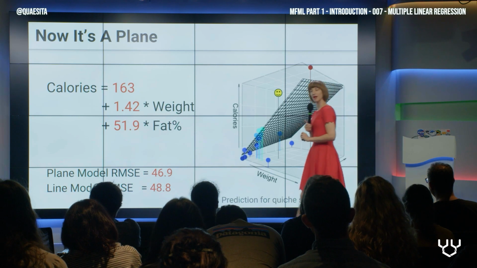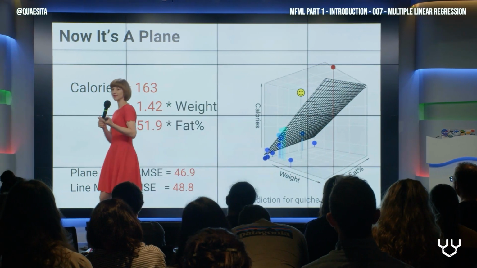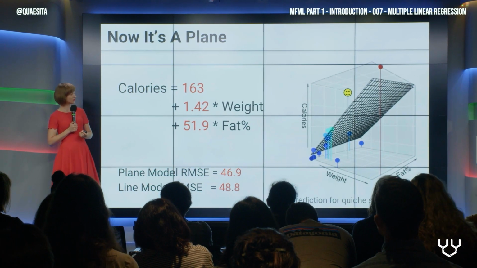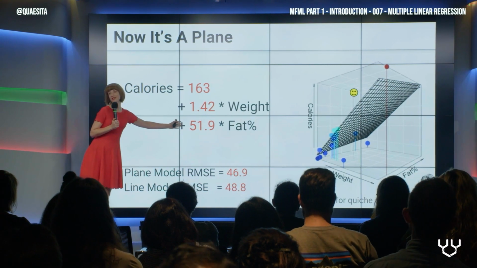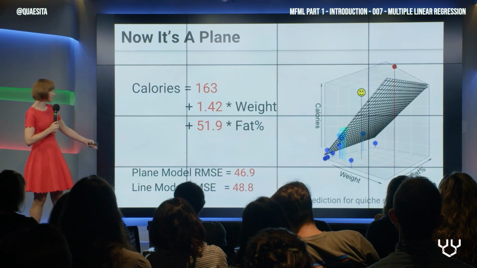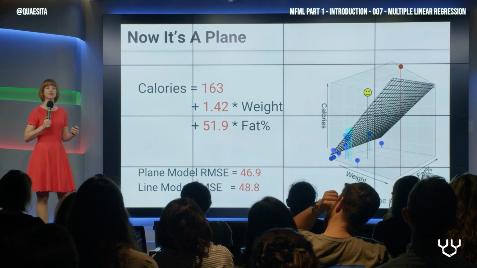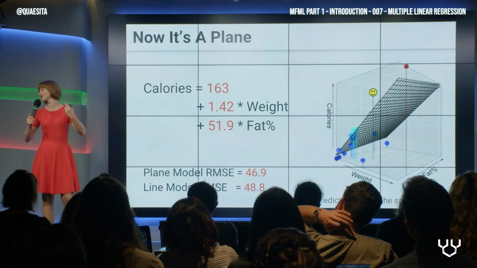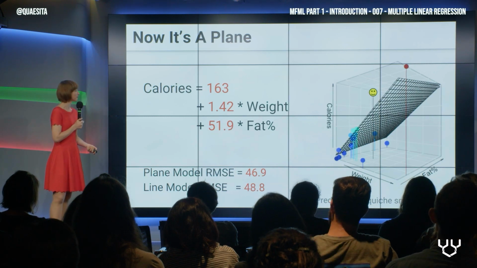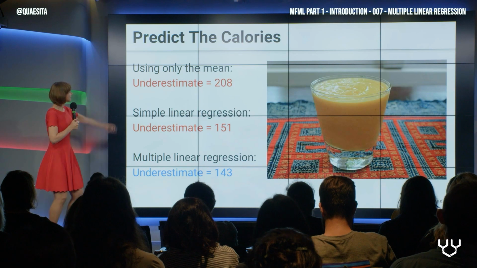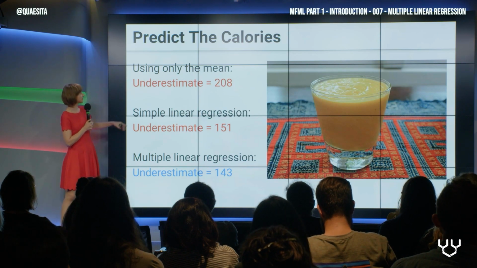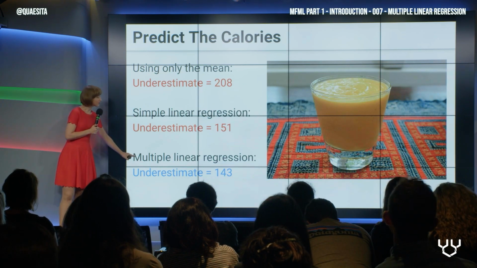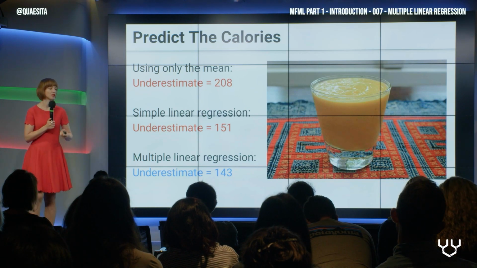I don't know, I'm not feeling it. I had to double the number of ingredients into my recipe, and all I get for that is this measly tiny improvement. Maybe after all, this isn't such a promising direction to go in. Maybe I would prefer the simpler model, but of course, don't worry about that too much. You can always try both of them in a new dataset and see which one is working better. So how are we doing so far? Using only the mean. There's our underestimate. With simple linear regression, that means 1 ingredient. We've improved, and only a slight improvement with multiple linear regression. That means more than 1 input into the model.